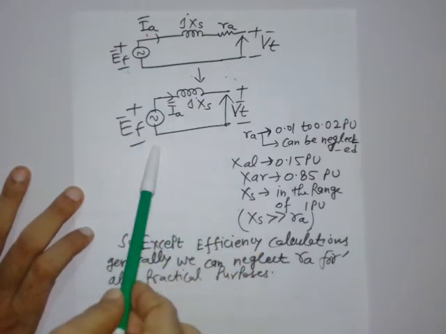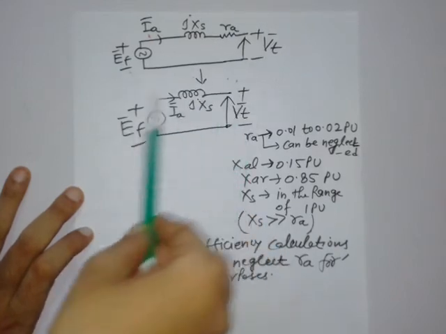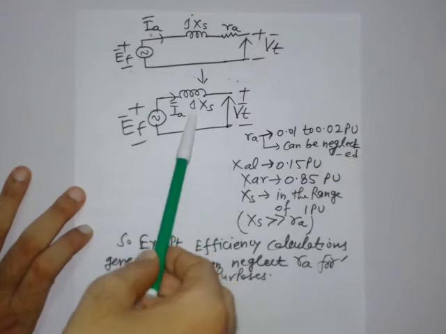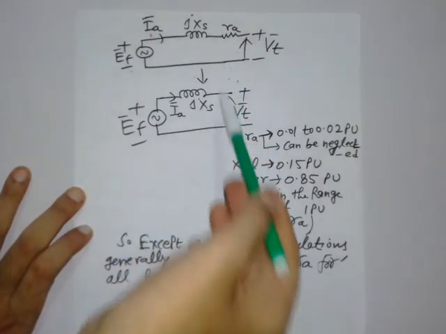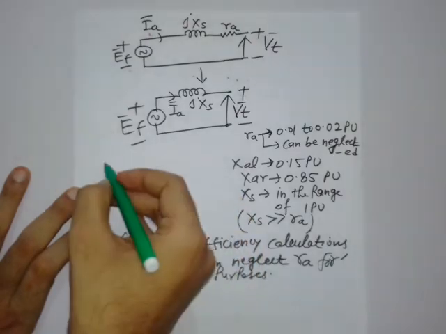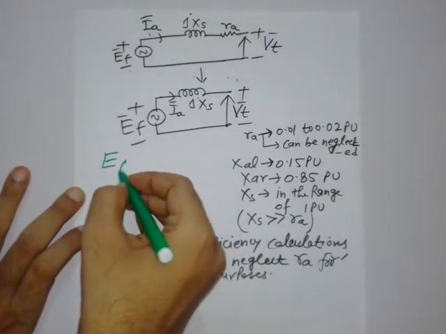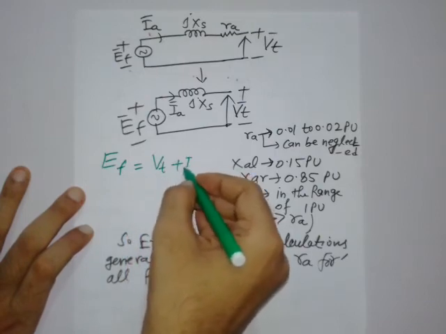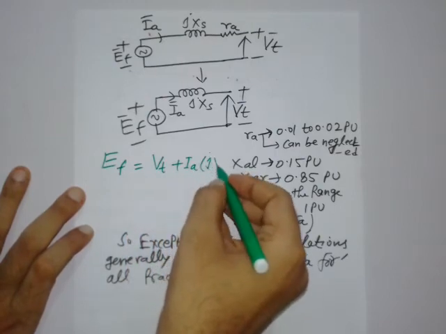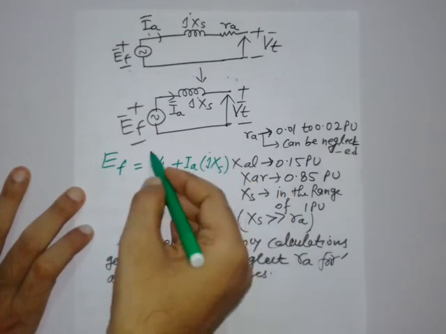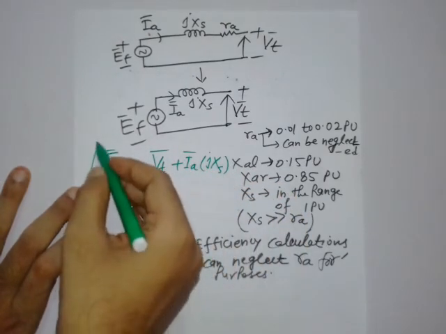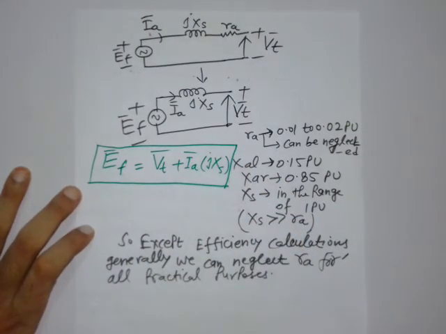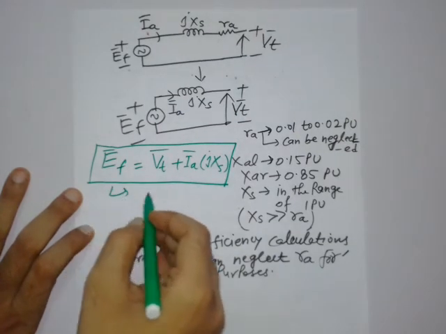So when you ignore this RA, you will get just jXS. Finally you are left with this circuit, a very simplified circuit in which you have EF and jXS and at the terminal VT, right? So finally the circuit equation becomes EF is equal to VT plus IA into jXS. These are all phasor quantities. This is the most simplified circuit equation of the synchronous generator, right?